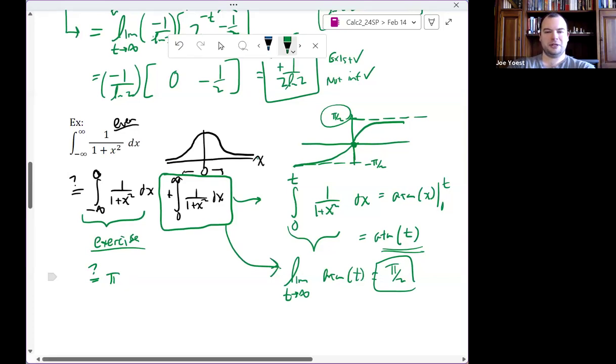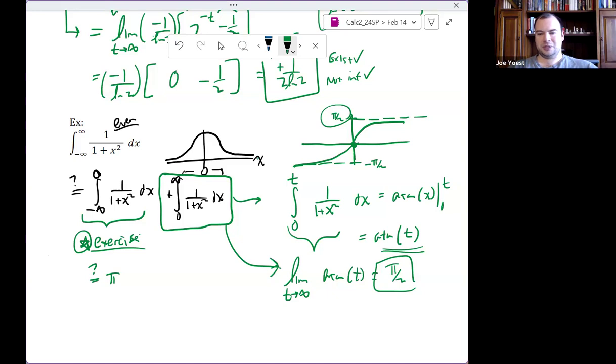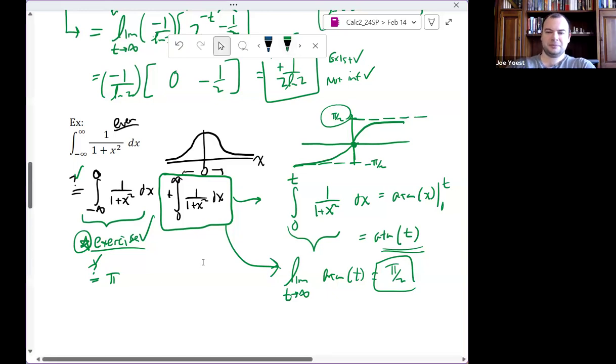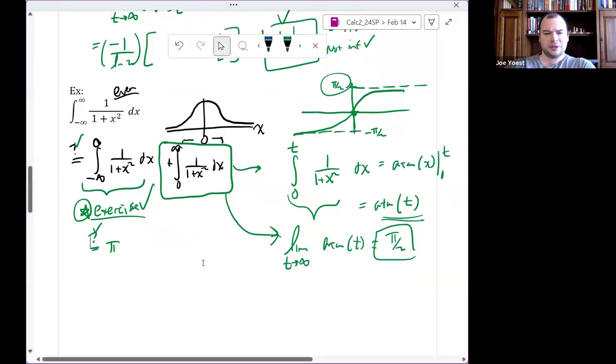But I'm still going to put a question mark on there because we haven't technically checked this first bit here. So as an exercise, go through, check that, make sure that's pi over 2 as well. And then once this is done, we can confirm that the initial integral does converge, and it converges to pi. Questions so far?